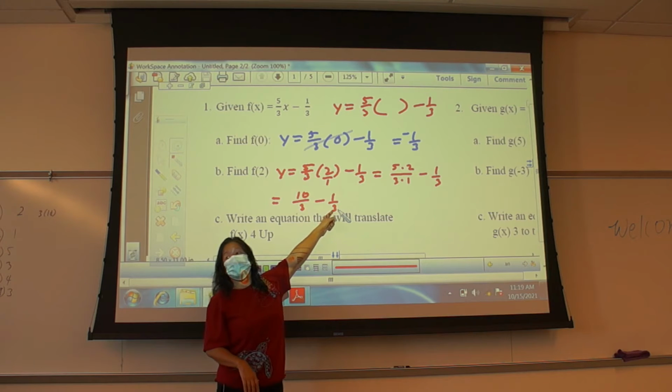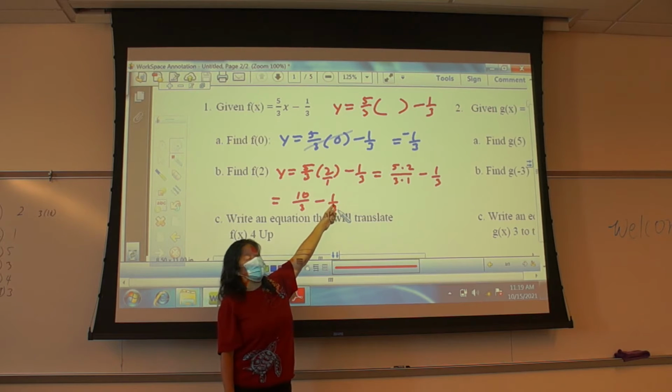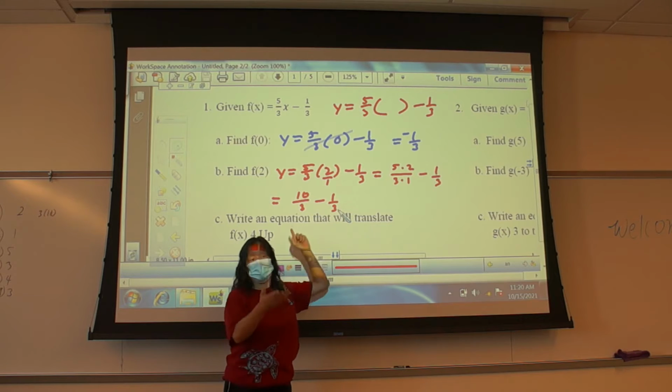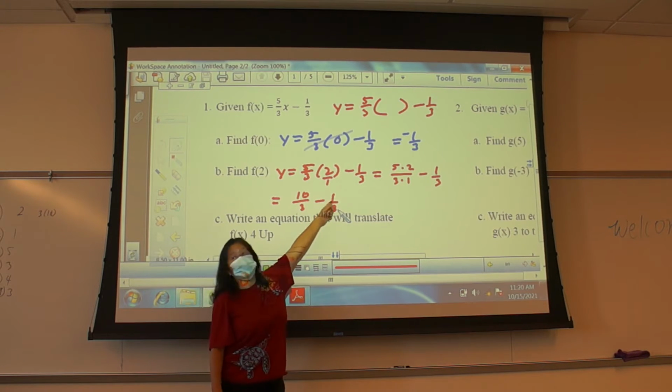Minus one of them. I'm going to eat one of them. How many do I have left? I have 10 of them. I eat one of them. I'm left with how many? 9 of them. 9 what? 9/3. Good? So the bottom tells you what it is. This tells you how many.